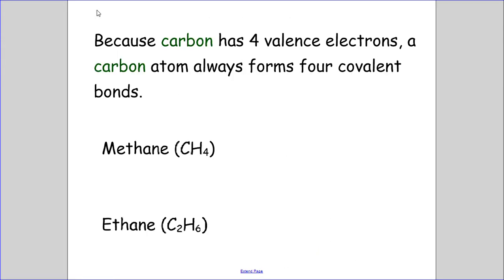Because it has those 4 valence electrons, it can always form 4 covalent bonds between them. So if we take a look at methane and ethane, methane is going to have our carbon in the center, and then we have our 4 valence electrons. Now notice here it's CH4, that means that I have 4 atoms of hydrogen.